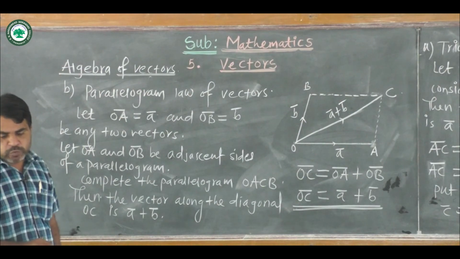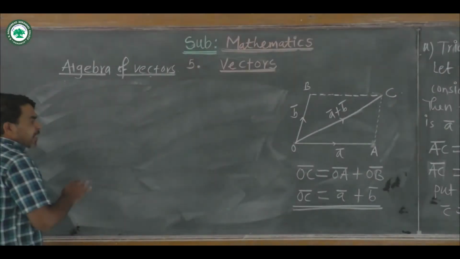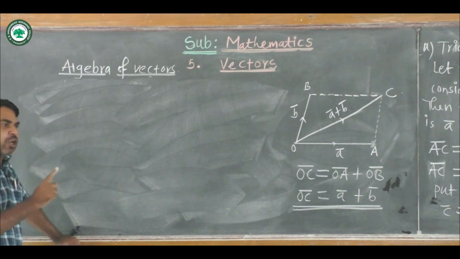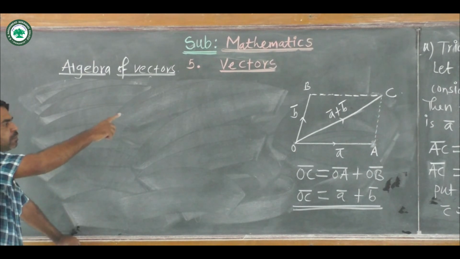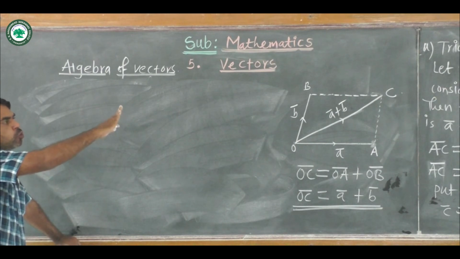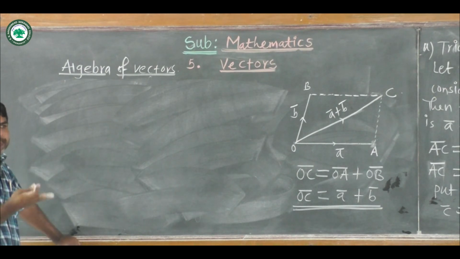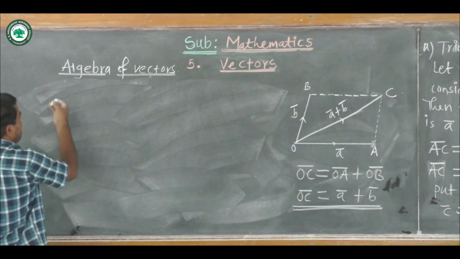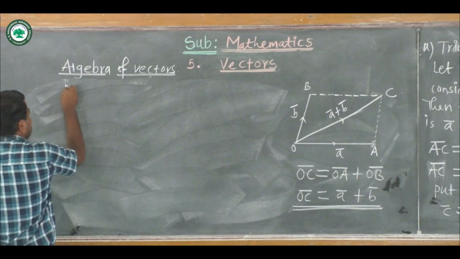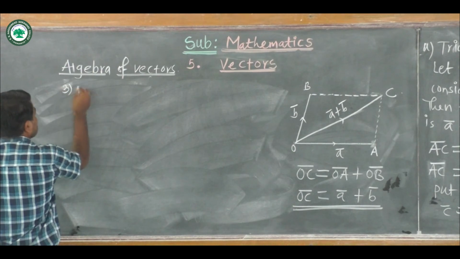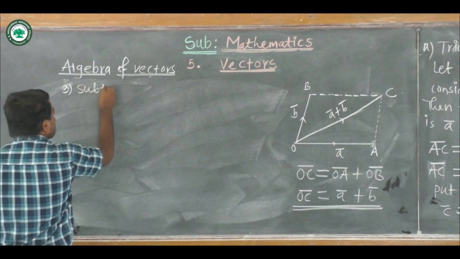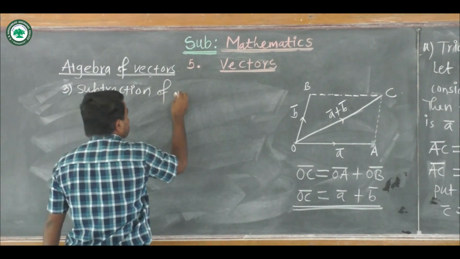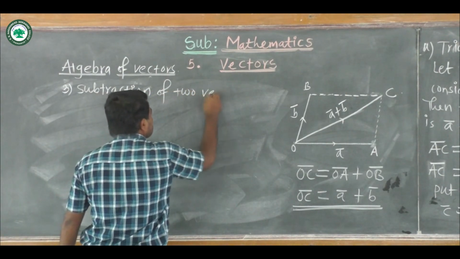So here we have seen the triangle law of addition of two vectors and the parallelogram law of addition of two vectors. In addition of two vectors, we have seen two laws, triangle law and parallelogram law. Now the third operation, that is subtraction of two vectors.